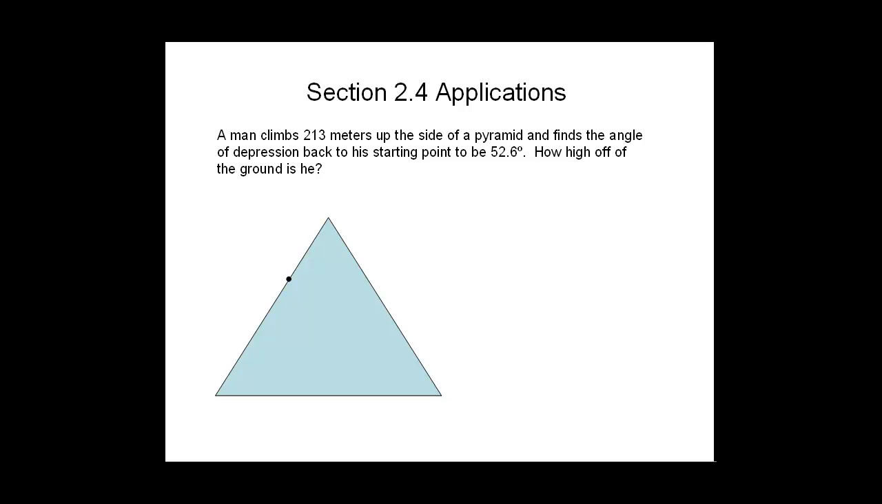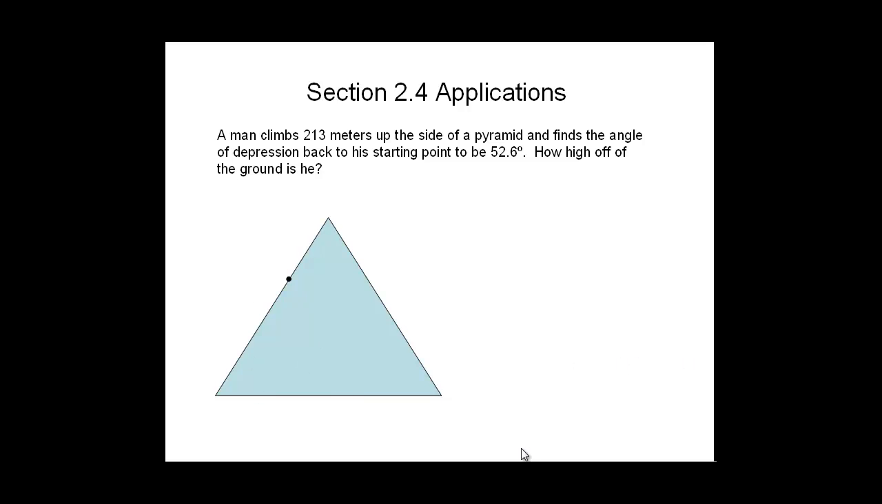Okay, this is dealing with applications. Suppose we have a stated problem: a man climbs 213 meters up the side of a pyramid, and then he finds the angle of depression back to his starting point to be 52.6 degrees. How high off the ground is this man?